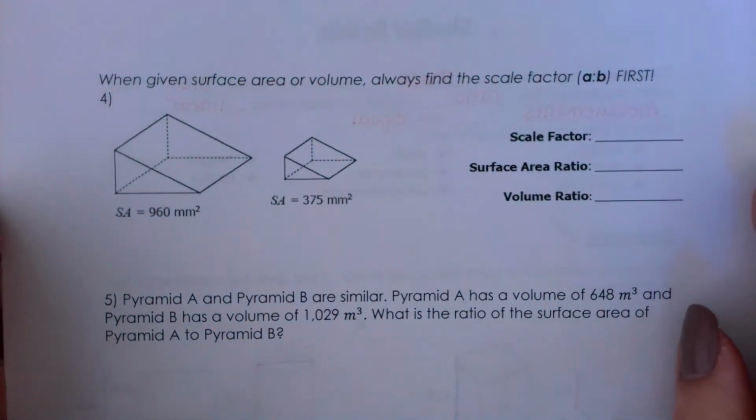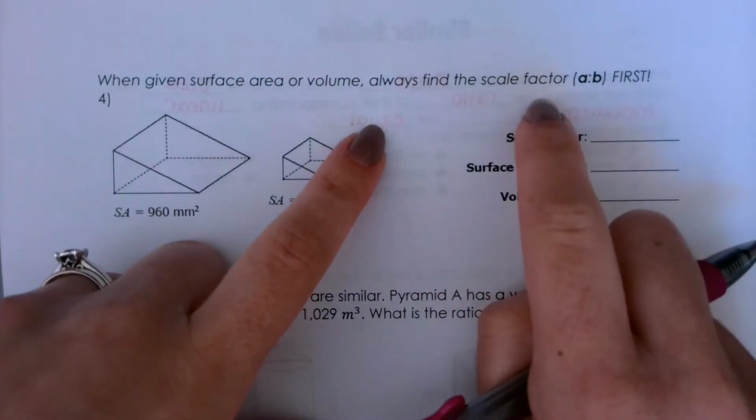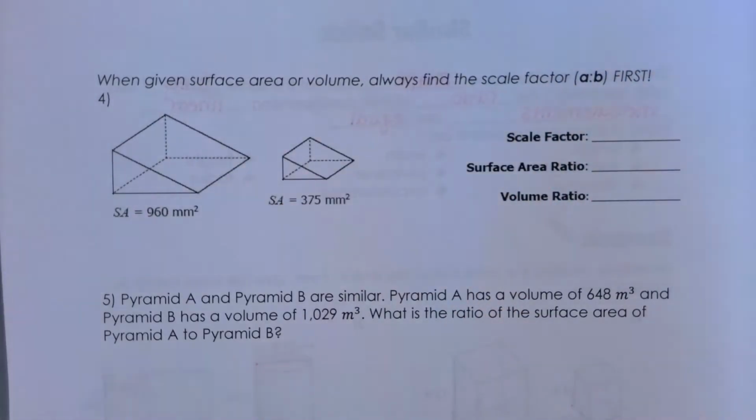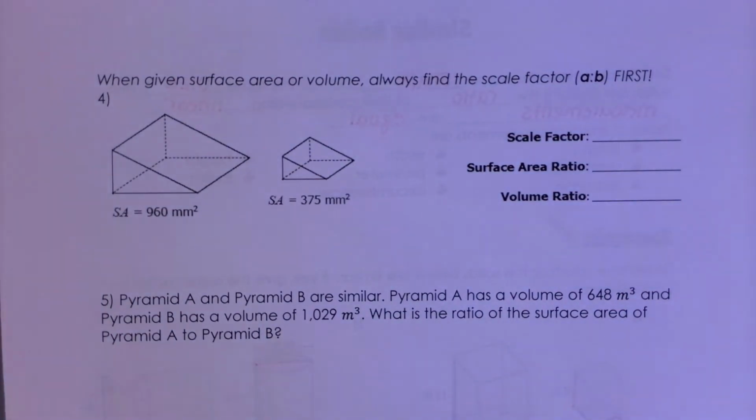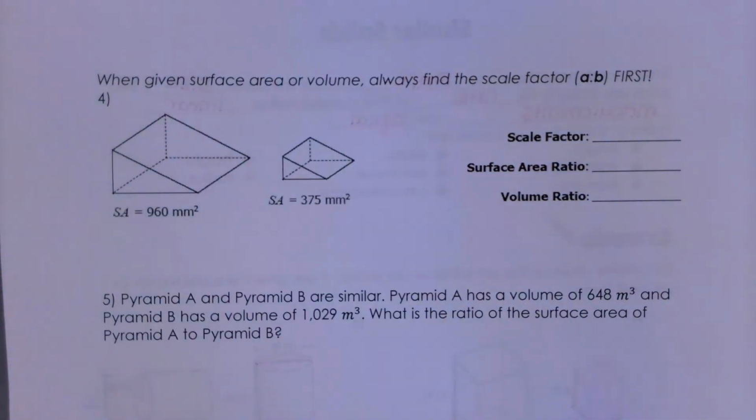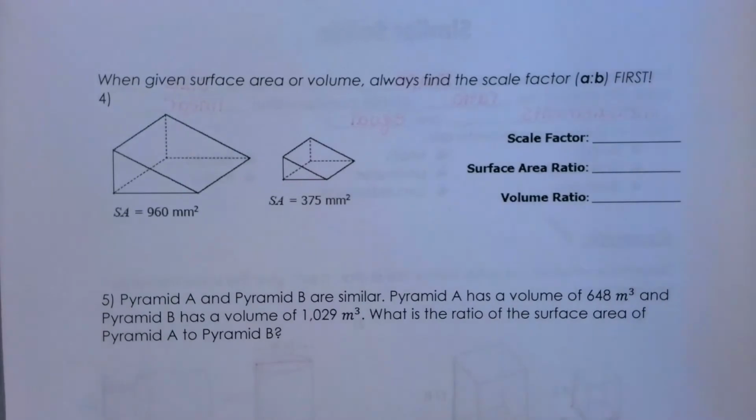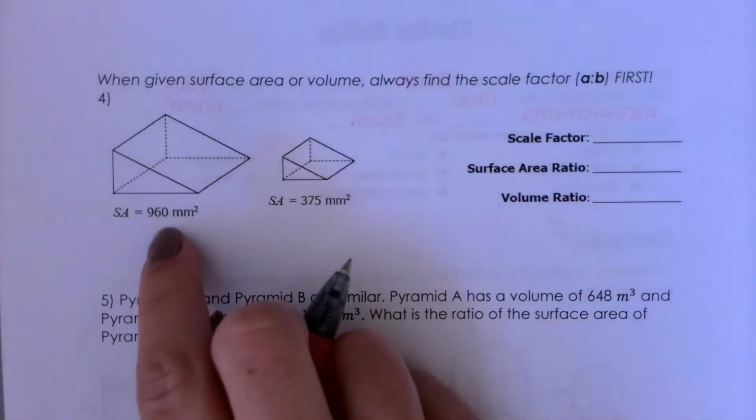So example 4. When given surface area or volume, a good note is to always find the scale factor A to B first. Always, always. So we have 2 prisms here. I don't have a scale factor. I have the surface area. But that's okay, you can still work with that. So whatever is given, let's find that ratio first. Okay, so we're going to put this one first.